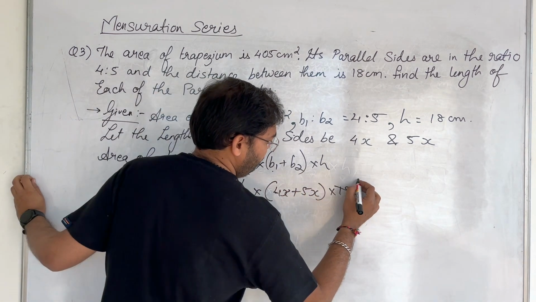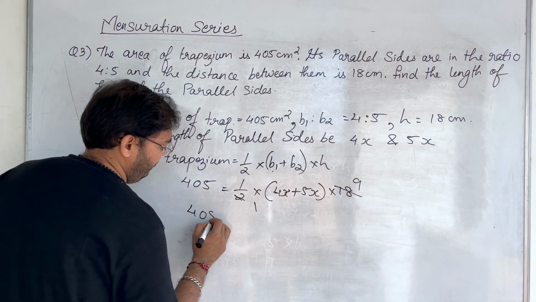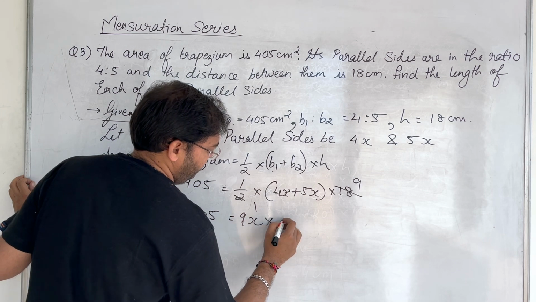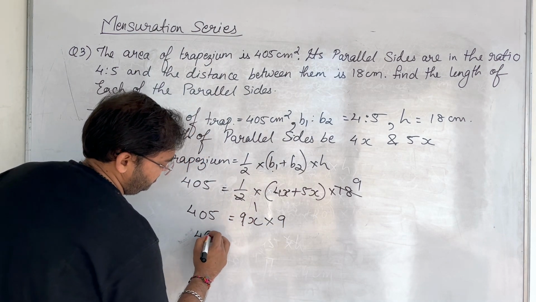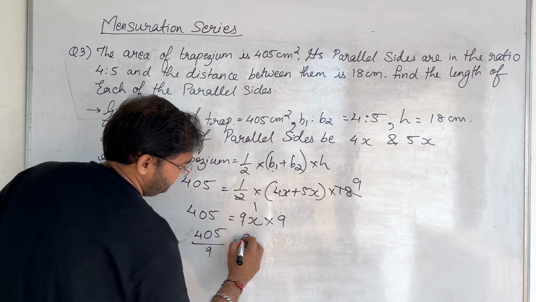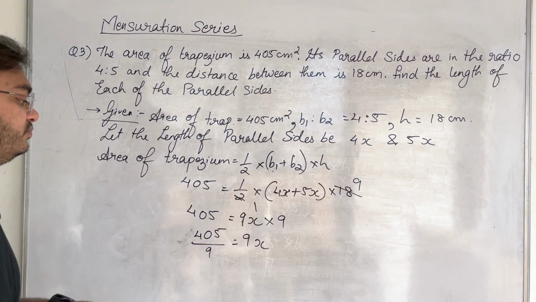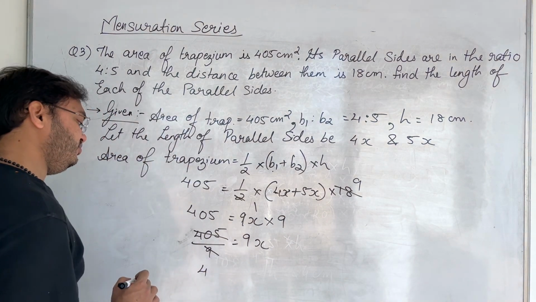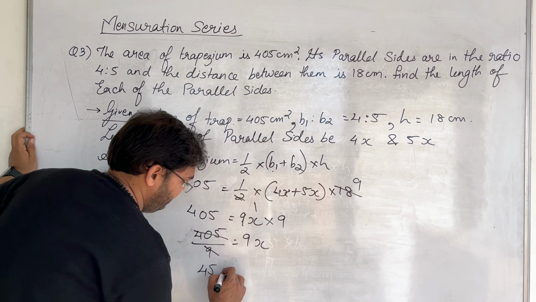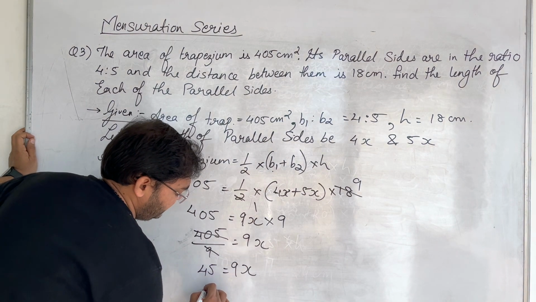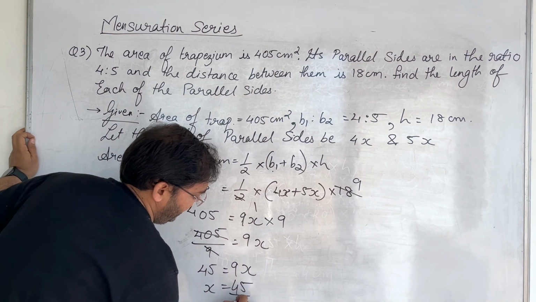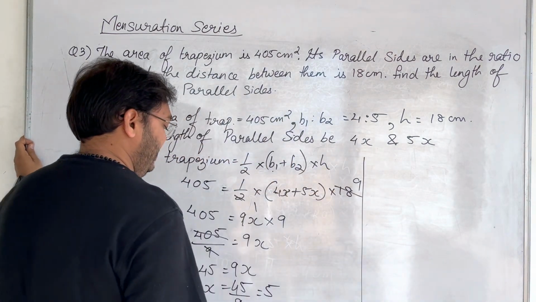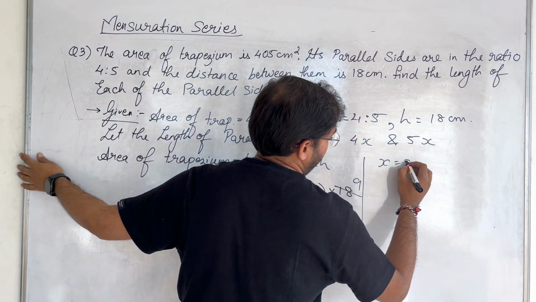2 ones are 2, 2 nines are 18. That means 405 is equal to, here I can write 9x into 9. So 405 divided by 9 is equal to 9x. Now when I divide, here I'll get 45, because 9 4s are 36, 4 left, 5s are 45, which is equal to 9x. So x equals 45 upon 9, which is equal to 5. So I got that the x value is 5.